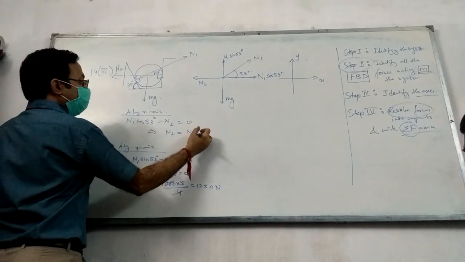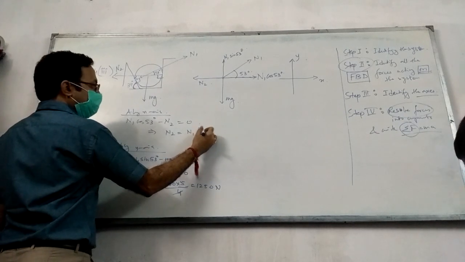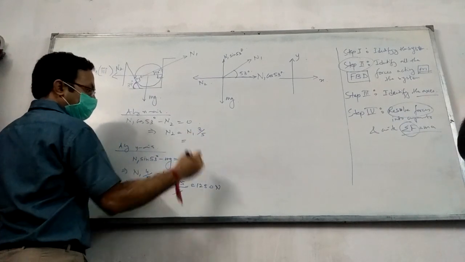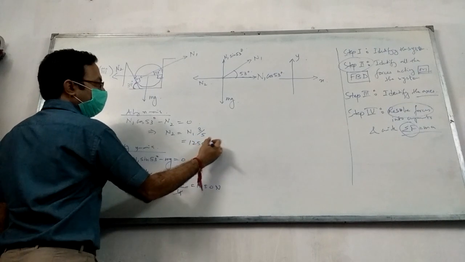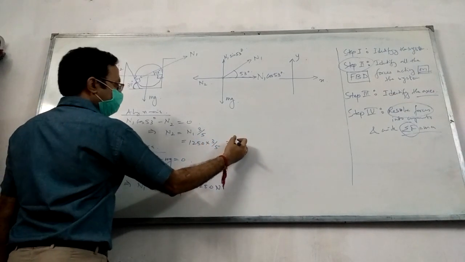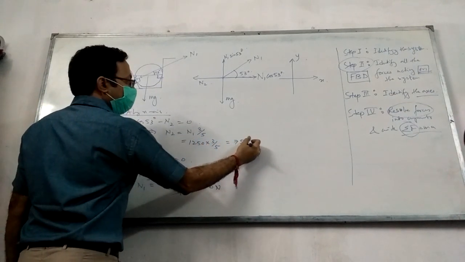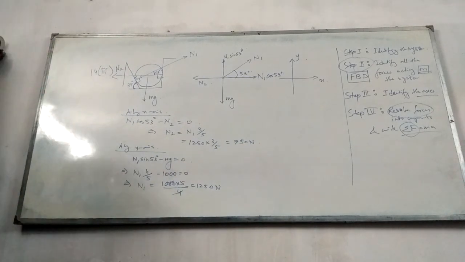N2 is equal to N1 cos 53, which is 3 by 5. So N1 is 1250, into 3 by 5.